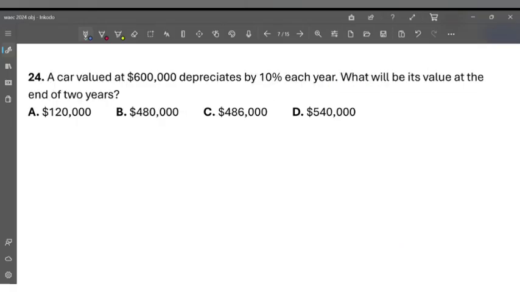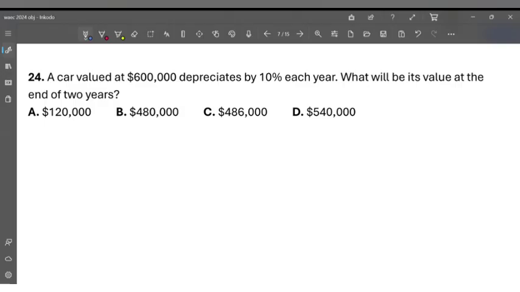Welcome to question number 24. It says a car valued at $600,000 depreciates by 10% each year. What will be its value at the end of 2 years? All right, so depreciation is the reduction in the value of a product as time goes on. So that is why when you want to sell some items second hand, they definitely are not going to be sold at the same price you bought it because time has passed and it has worn out. So that's the meaning of depreciation.